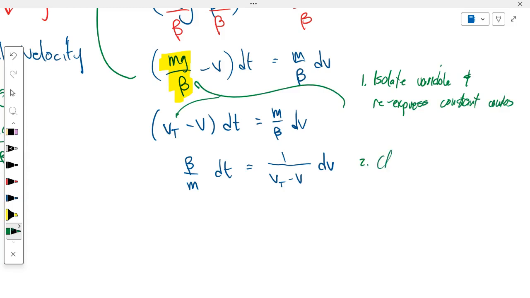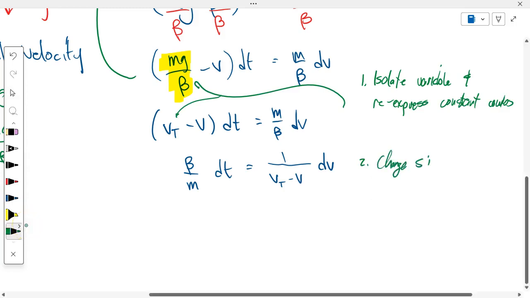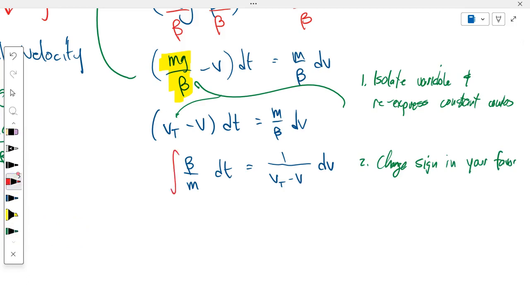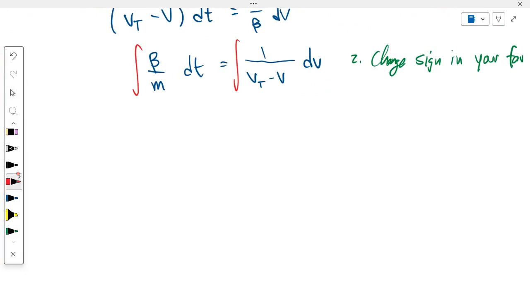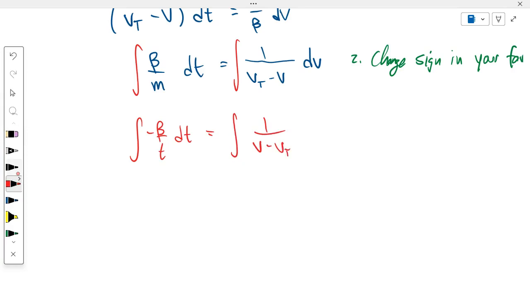Two, change sign in your favor. I don't want to have to integrate, because what we're going to do now is integrate both of these sides, with the negative. It's just one more place to make a sign error. I've already made a sign error, I'll show you later. So let's multiply everything by -1. And we get the integral of negative beta over m dt is the integral of, look, V minus Vt. That's easier.